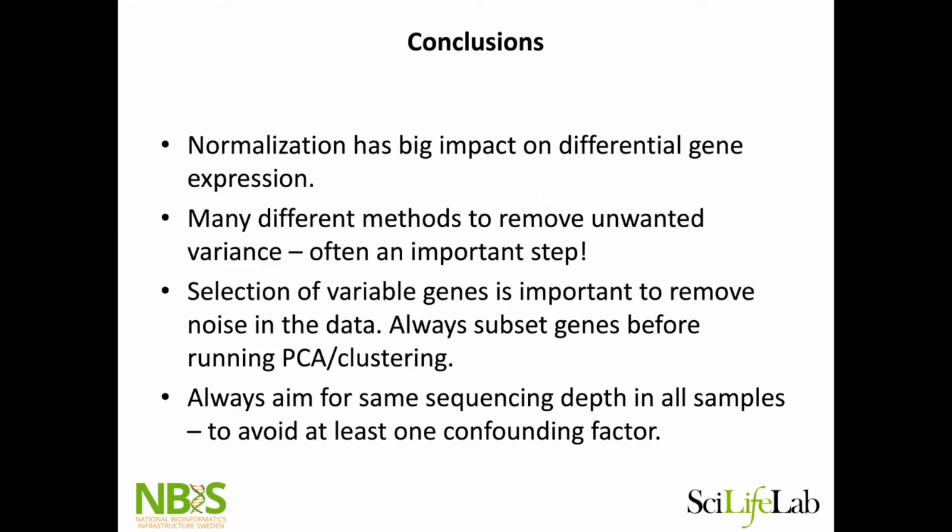So my conclusions. As I said, normalization has a big impact on differential gene expression. There are many different methods to remove these unwanted variants. It's quite often also an important step to clean up your data and get good separation, because you don't want to cluster based on quality of cells or cell size or percent mitochondria. If you see that, really think about, is this biological? Do I need to remove this?